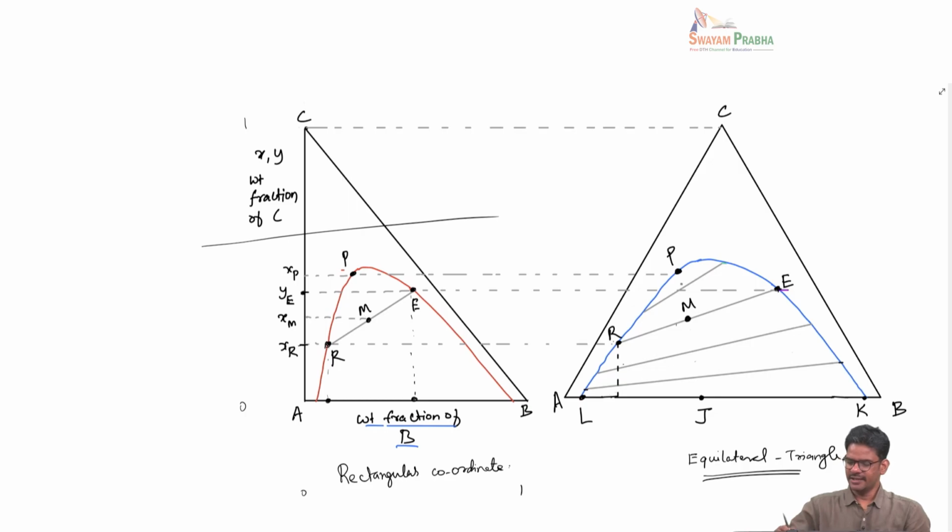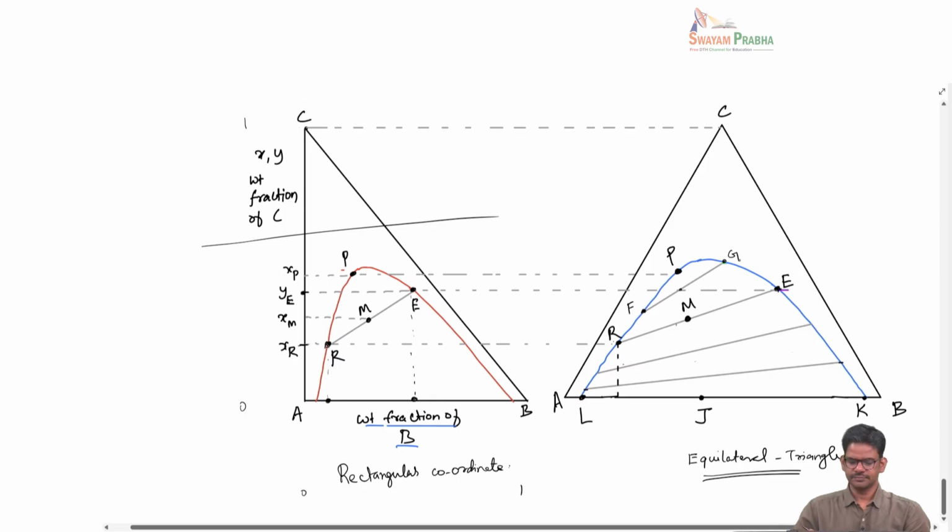Similarly, I can take another tie line here. Let's call this something like F and G. Corresponding to this point, you can find the YG, and then using the corresponding value of weight fraction of B for this point, you can map that point somewhere here.